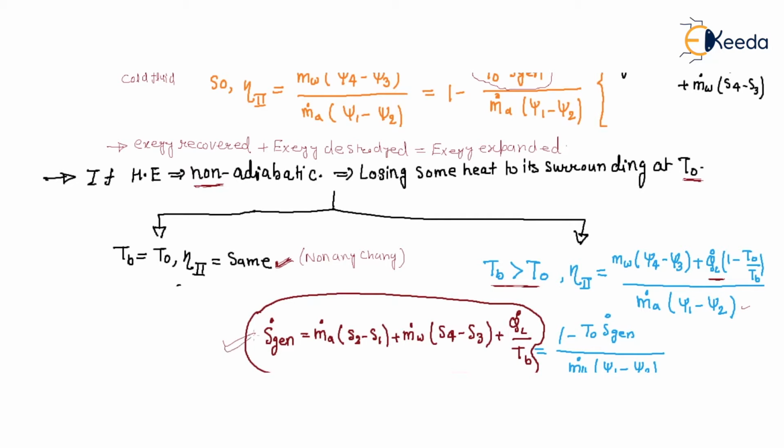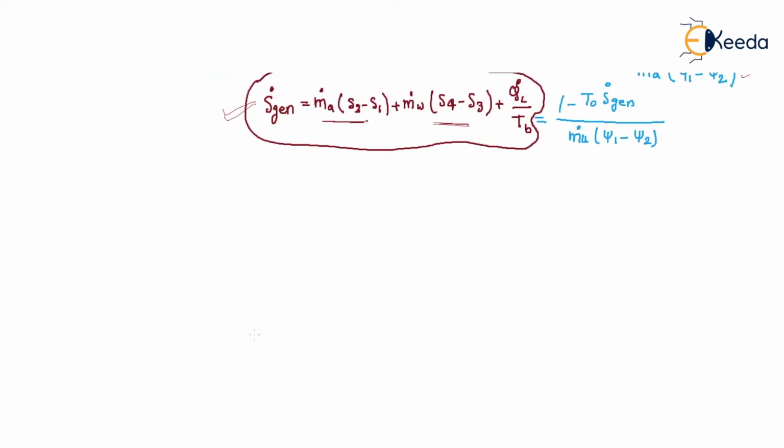What is the entropy generation? This is the system mass of the fluid, and this is the loss, so this is the entropy generation. So due to this we can find out all these values.